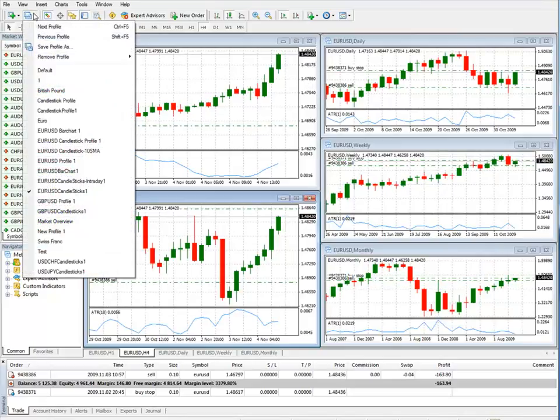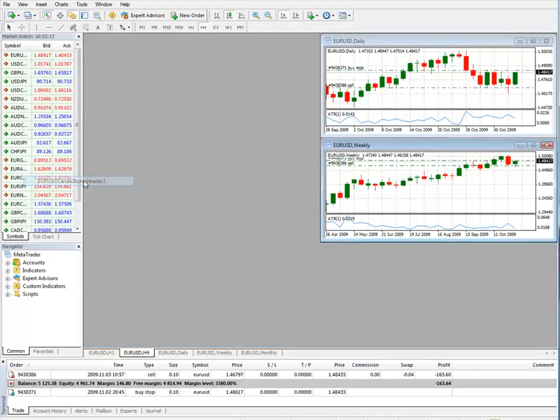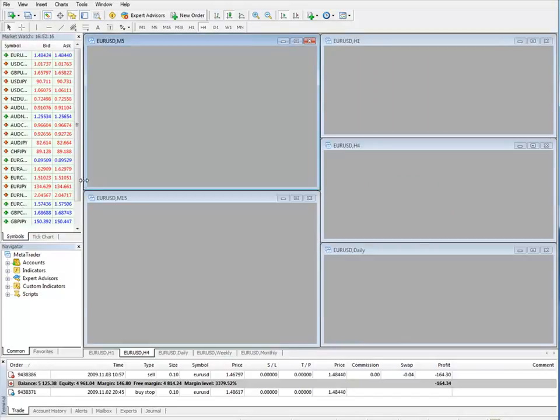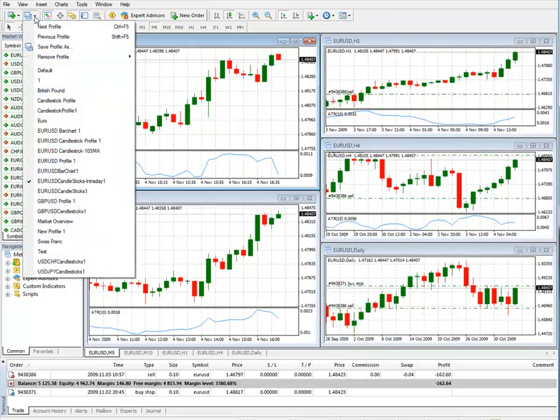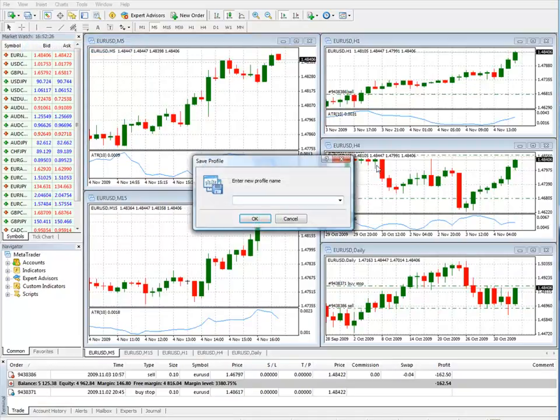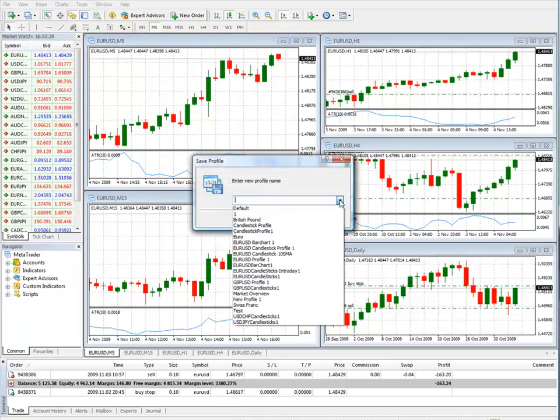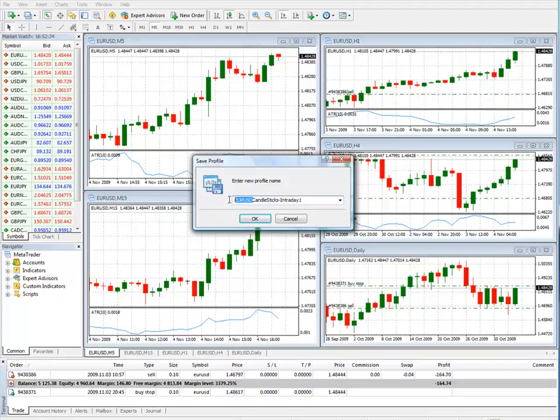So we'll leave this, close that down, and what I'd like for you to do is go over to your profiles, and remember we had a euro dollar US dollar candlesticks intraday 1, so click on that and open that up. Okay, there we are. Now, what I'd like for you to do here is go to profiles again and save profile as. You can pop this up here, but we don't want that name. We actually want USD CHF. So we're interested in the dollar Swiss franc.